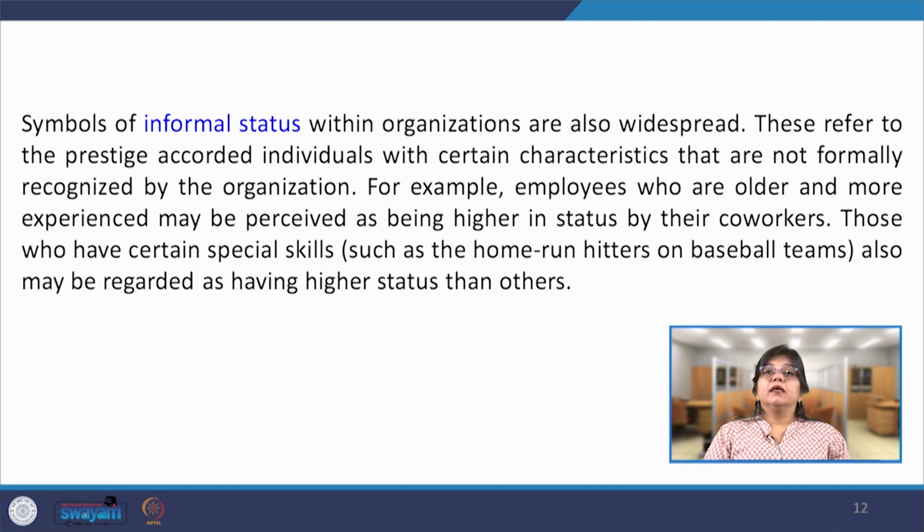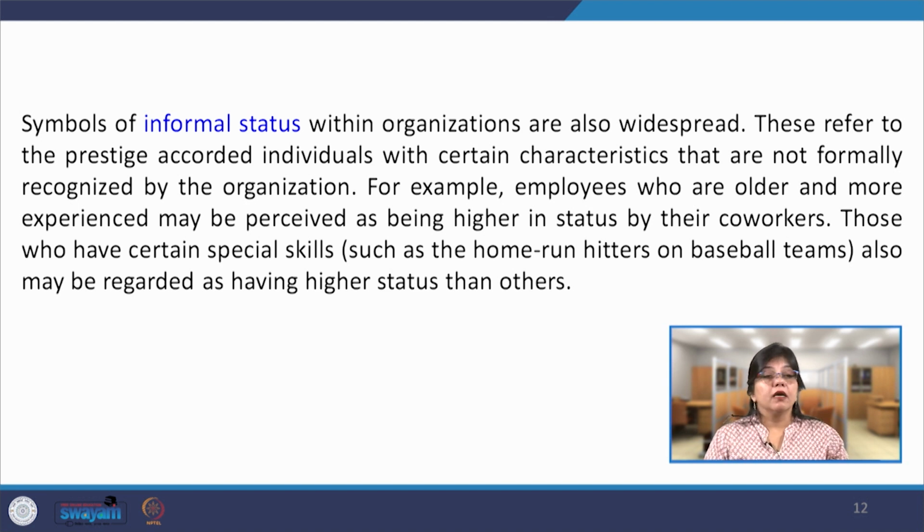Apart from this, there are some symbols of informal status. If there are symbols of formal status based on job titles, then there are also symbols of informal status within organizations which are easily understood. For example, any senior employee, irrespective of his designation or any formal status, if he is one of the oldest employees in the organization and has a lot of experience while being associated with that particular organization, then that person is also considered to have a high status.